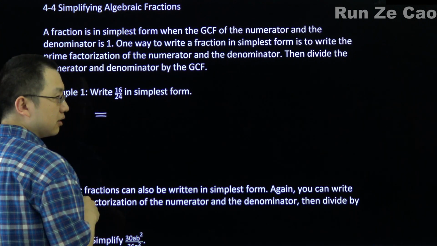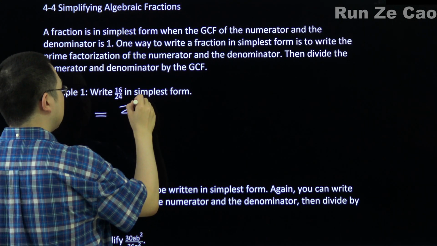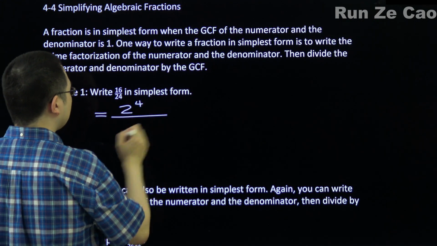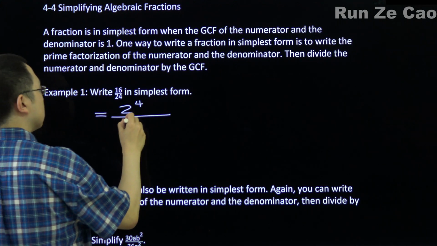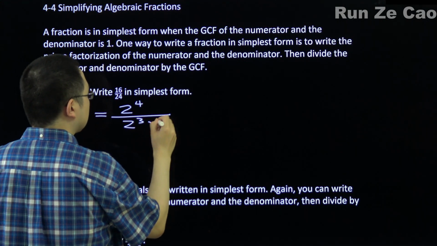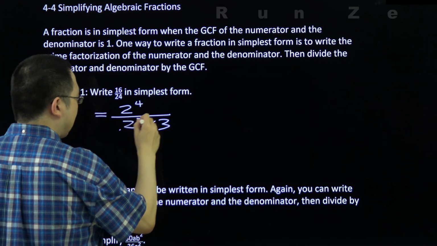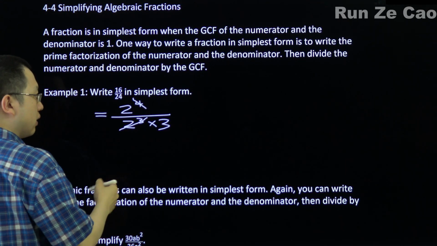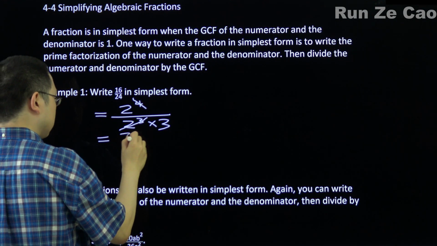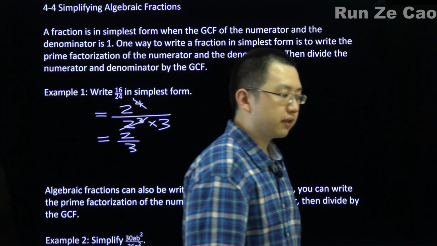Well, 16 is 2 to the 4th power. 24 is 3 times 8, as in 2 to the 3rd power times 3. And what can you do here? Oh, you can cancel out 3 of the 2's, and you end up with 2 over 3. So yeah, that's how it works.